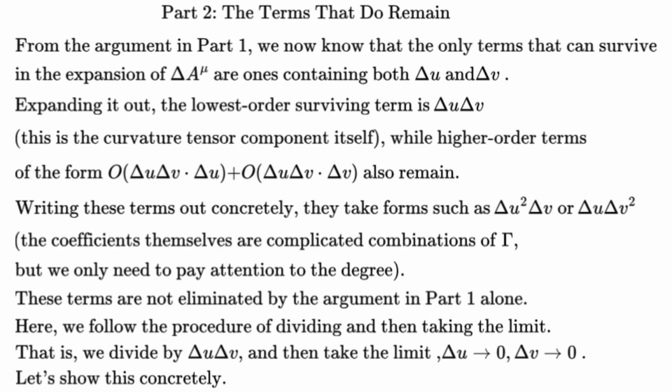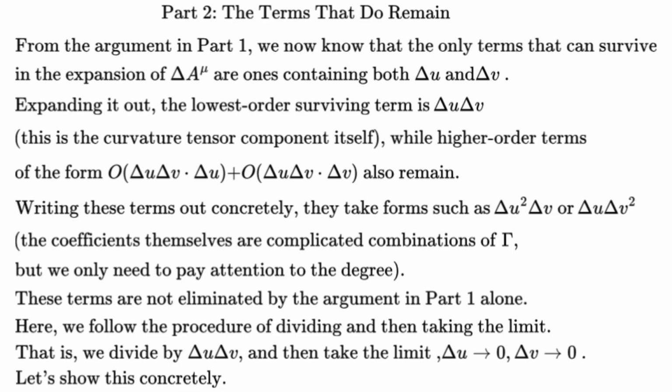Writing these terms out concretely, they take forms such as delta U squared, delta V, or delta U, delta V squared. The coefficients themselves are complicated combinations of gamma, but we only need to pay attention to the degree. These terms are not eliminated by the argument in Part 1 alone. Here, we follow the procedure of dividing and then taking the limit. That is, we divide by delta U delta V, and then take the limit, delta U approaches 0, delta V approaches 0.